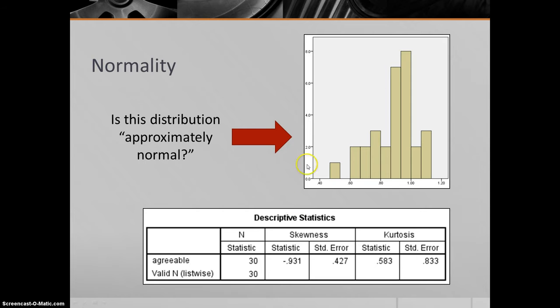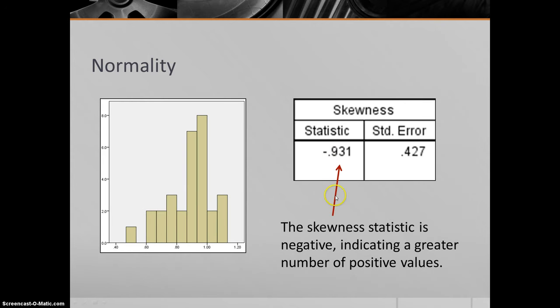So we can take a look here. Here's the distribution, and we want to know, is this approximately normal? You can eyeball this, and you can see that there's a little bit of a negative skew, but how substantial is that? So we can look at the descriptive statistics and actually assign a precise value to that. The skewness statistic is negative 0.93. So what this means is there's a negative skew going down like that. It's a little further away from zero, so it's a little bit more of a substantial negative skew.